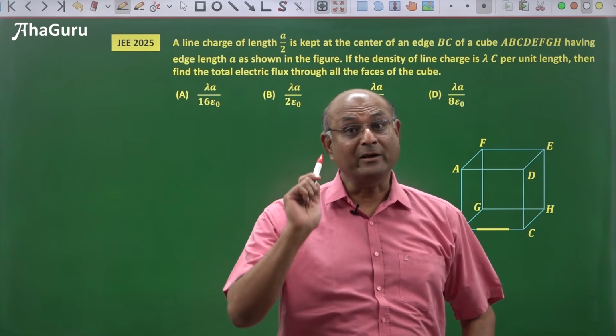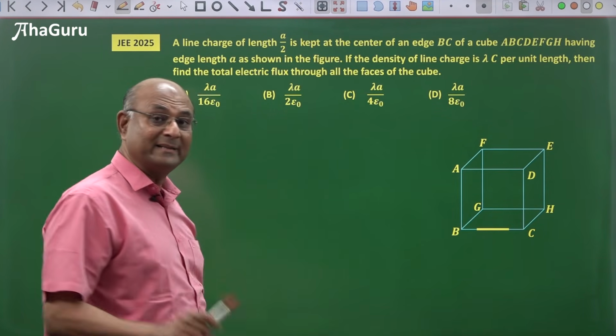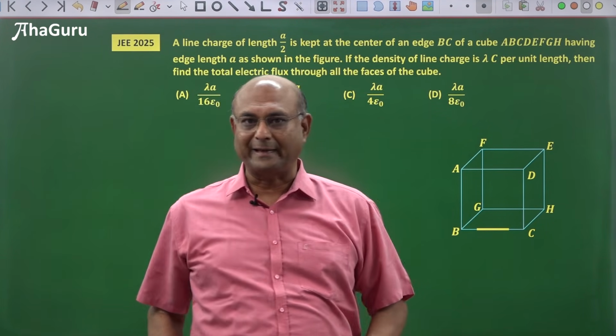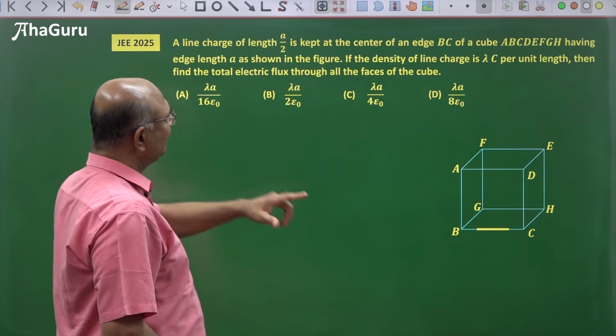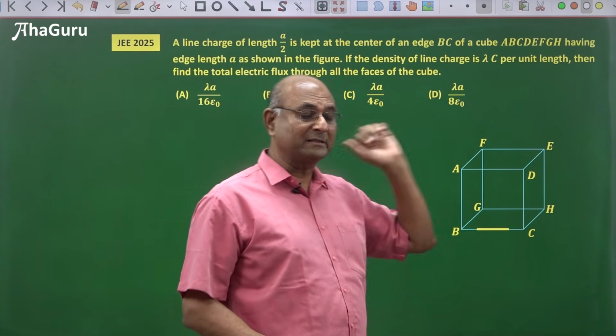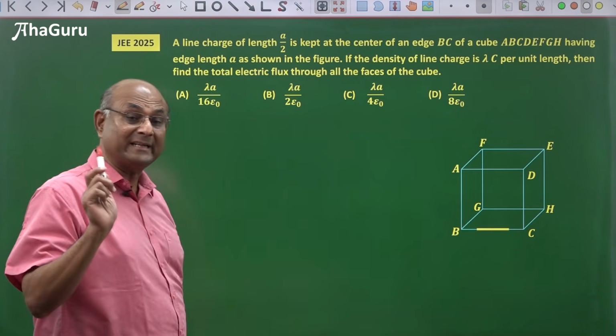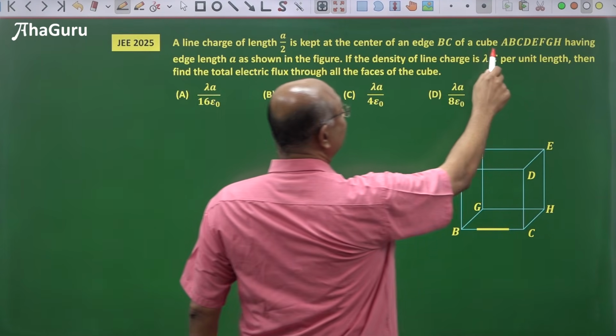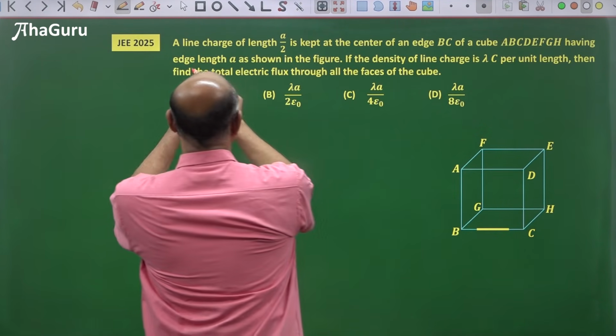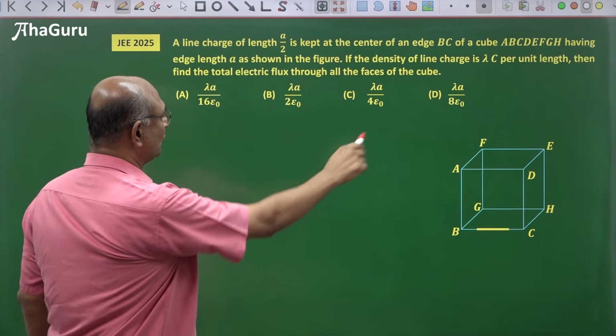Here is an interesting Gauss law question that appeared in the JEE in 2025. Okay, so here they've given us a cube. They've given us a cube of side length A. There's a cube A, B, C, D, E, F, G, H having edge length A as shown here.